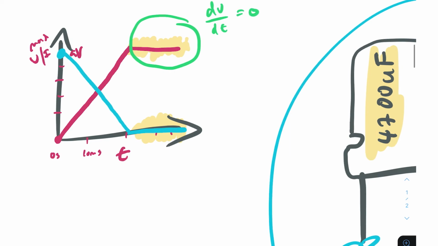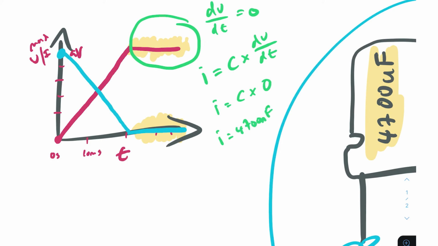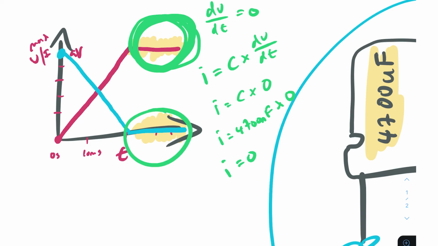So if you use your calculation, we know I = C × dV/dt. If we replace dV/dt with zero, that gives us I = C × 0, and obviously anything multiplied by zero is zero. Let's say we've got a capacitance of 4,700 nanofarads. Multiply that by zero, then I is equal to zero. So as we can see, at this point in the circuit, when the capacitor is fully charged and the voltage isn't changing, the rate of change is zero, then the current down here is zero.